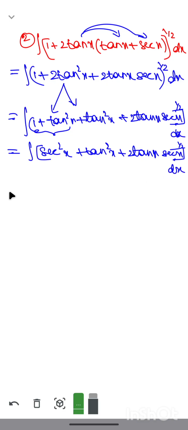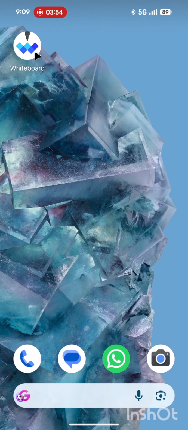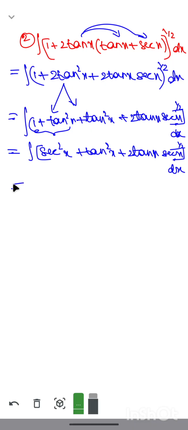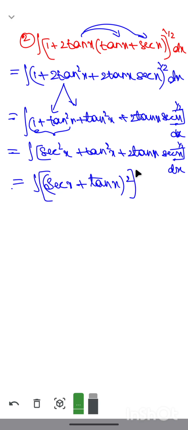Now you can observe that these three terms are in the form of a square plus b square plus 2ab, which is nothing but the a plus b whole square formula. Here a and b are secant x and tan x, so it is secant x plus tan x whole square, to the power 1 by 2. We all know very well a to the power m whole power n can be written as a to the power m into n. When we multiply the powers, square and square root get cancelled. We are left with integration of secant x plus tan x into dx.